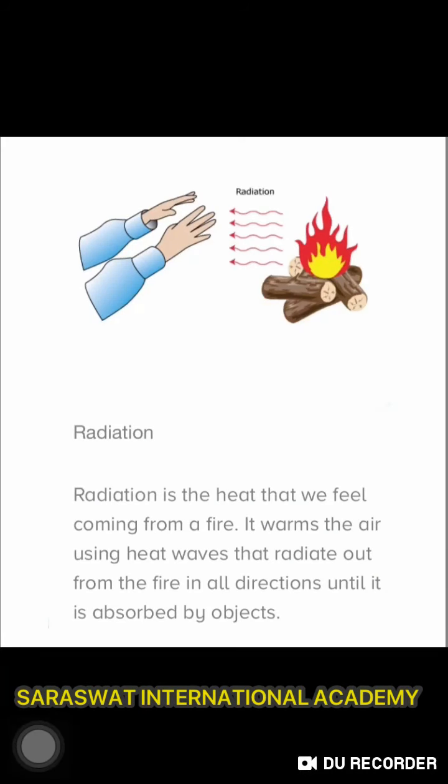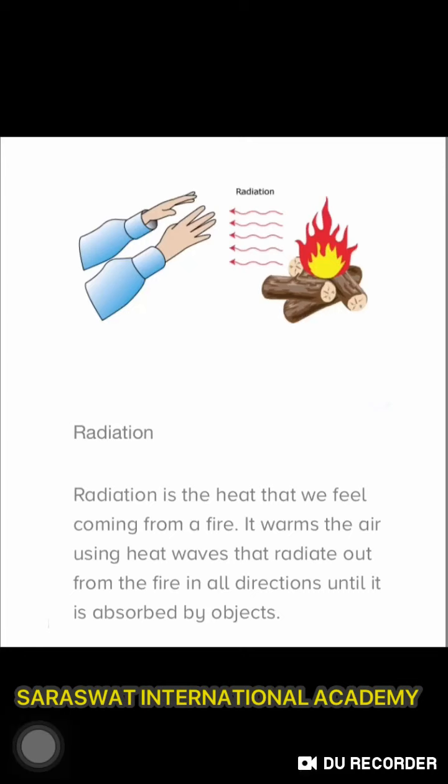When we sit in front of a fire, we get heat by this process. Radiation is the heat that we feel coming from a fire. It warms the air using heat waves that radiate out from the fire in all directions until it is absorbed by objects. In the same way, a hot utensil kept away from the flame cools down as it transfers heat to the surroundings by radiation. Our body too gives heat to the surroundings and receives heat from it by radiation. All hot bodies radiate heat.